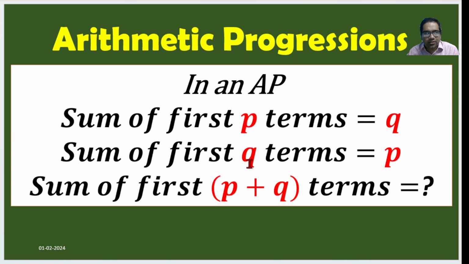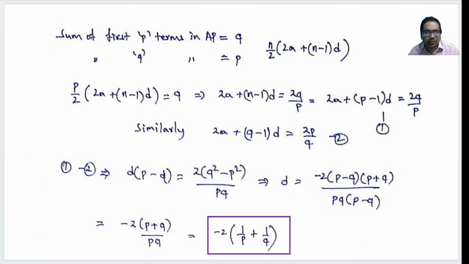Let's say p is 4, q is 5. Then what is the sum of p plus q? That is 9 terms. That is what we want to do. The problem looks tricky, but in fact it is very straightforward. Let's see how. Sum of first p terms in an arithmetic progression is q and sum of first q terms is p. We know the formula of sum of first n terms.